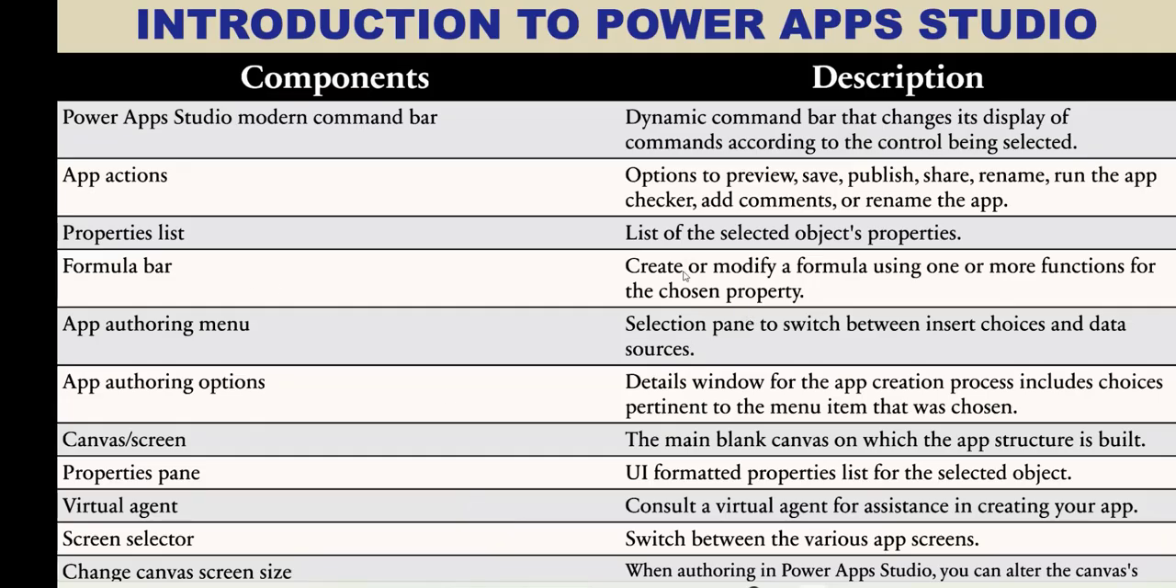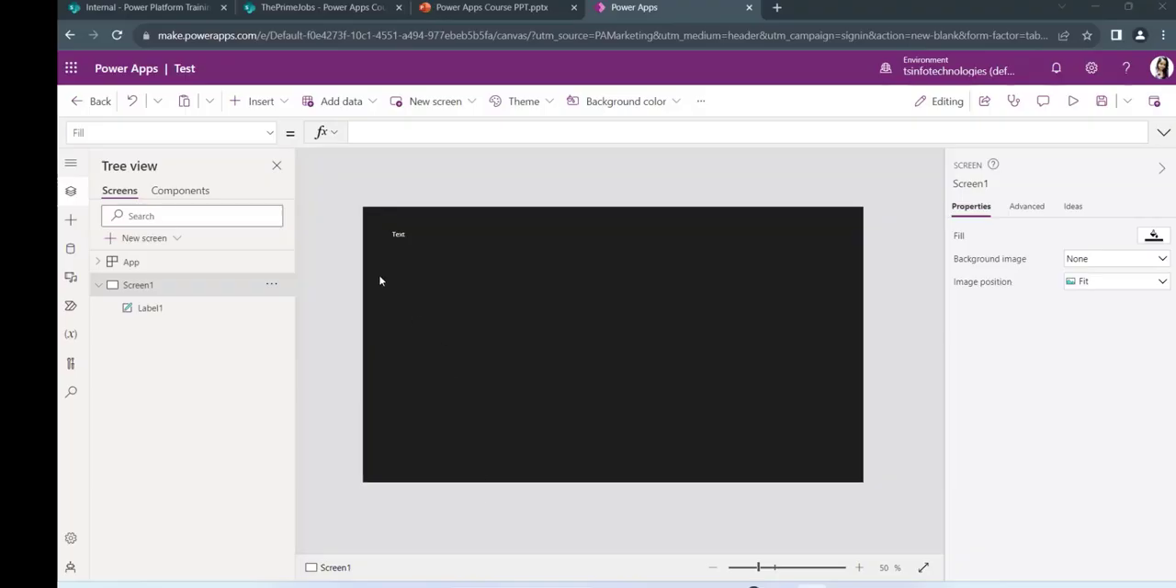Fourth one is the formula bar. It creates or modifies a formula using one or more functions for the chosen property. In Power Apps, there are various types of functions, like the fetch function, collect function, sort function, search function, everything is there. You can use all those functions and write a formula for a particular requirement in the formula bar. Let me show you.